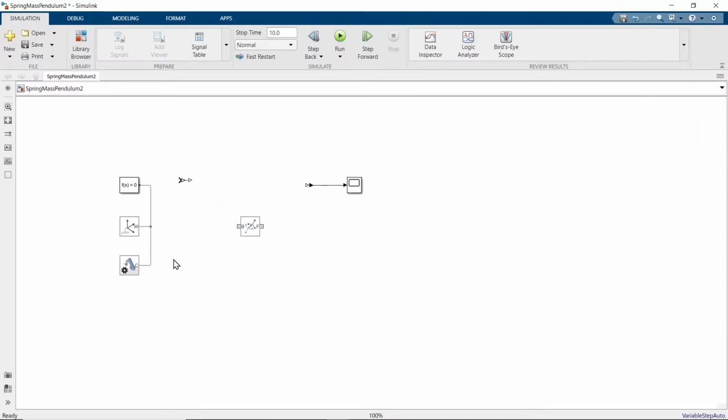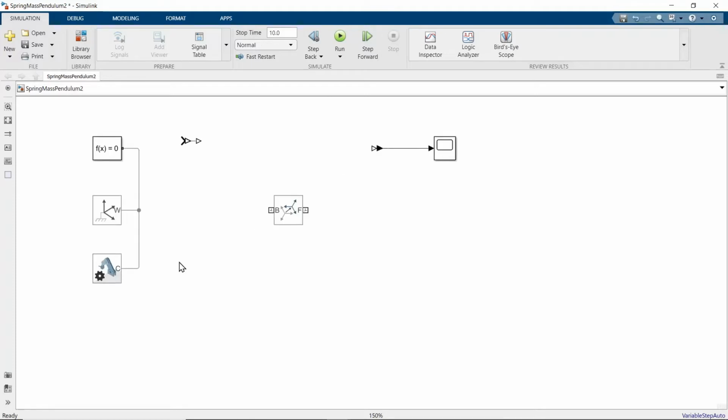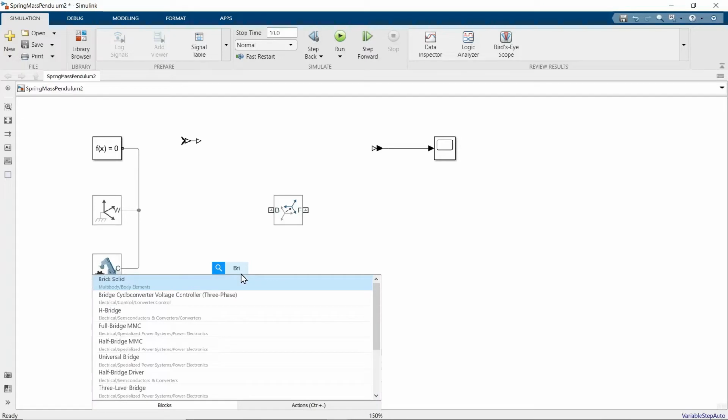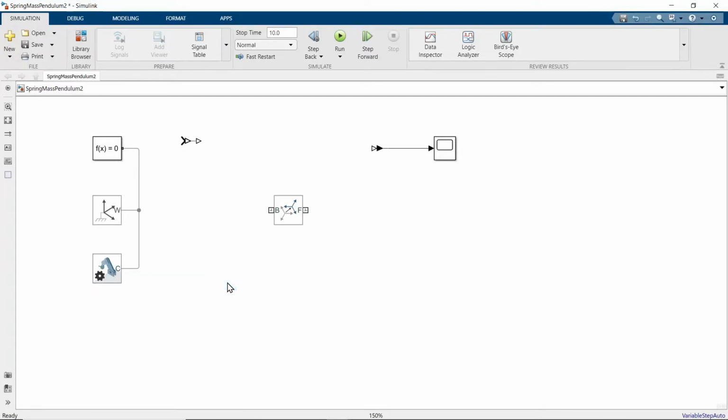Okay, so we'll first start with Simulink. Basically, when you start up Simulink, you'll have this world frame or world configuration and a few other commonly used parts. And now we'll start by making the bricks. So we'll call a brick solid. This will be our base plate. Let's make it bigger.